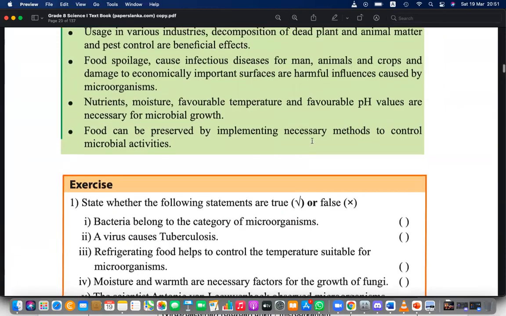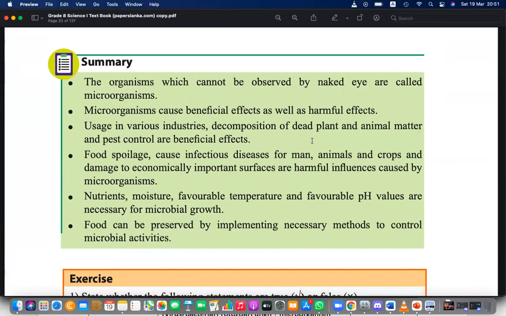Before we stop, we need to discuss the summary and also some questions. So we learned microorganisms are organisms which cannot be observed by using the naked eye. We cannot observe them clearly using our naked eye, so those are called microorganisms, and they can be observed through a compound microscope. Not a simple microscope. Compound light microscope can be used to observe microorganisms.